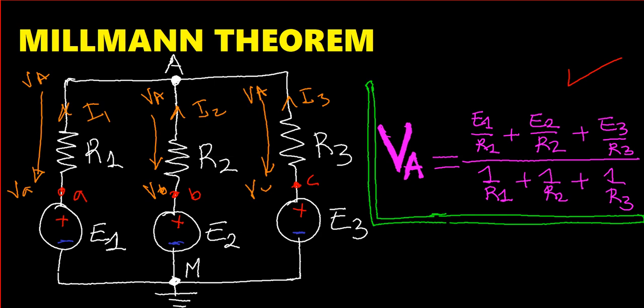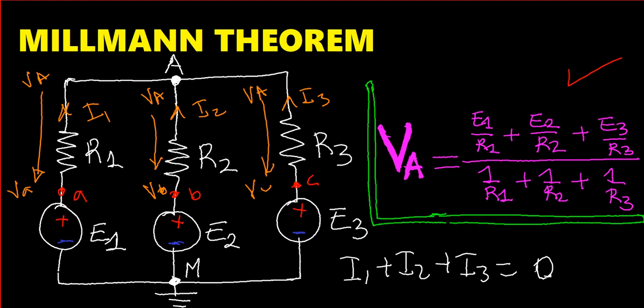And we discovered that the current I1 is equal to V at the higher potential minus V at the lower potential, which is here VA, all over R1, as well as I2 and I3. So by applying the first law of Kirchhoff, we said that I1 plus I2 plus I3 will be equal to 0.